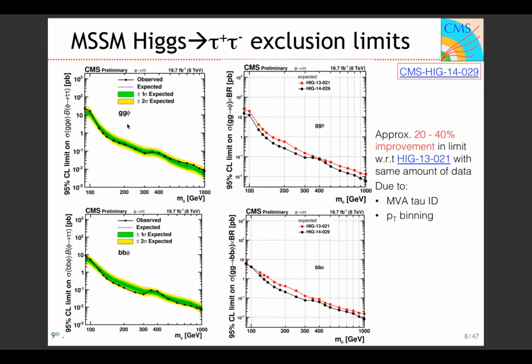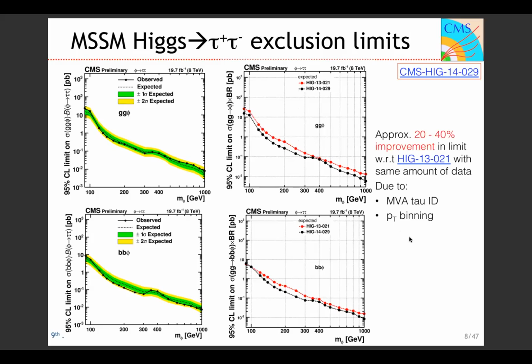The left side gives you the observed limits along with the expected ones on the model independent cross section times branching ratio for the gluon fusion case and for the bbH production case. And the right side shows how much improvement we got with respect to the previous round 2 MSSM analysis, using more information, here the best tau identification and the PT of the b. So you can see that there is like a 20 to 40% improvement with respect to this paper.